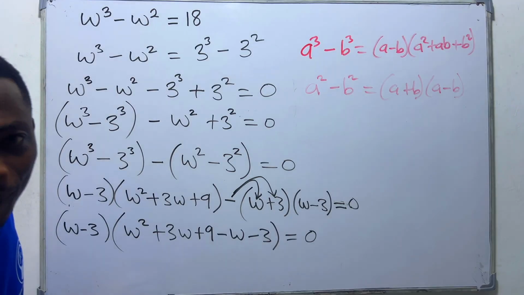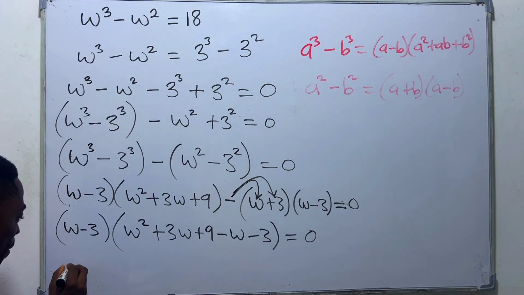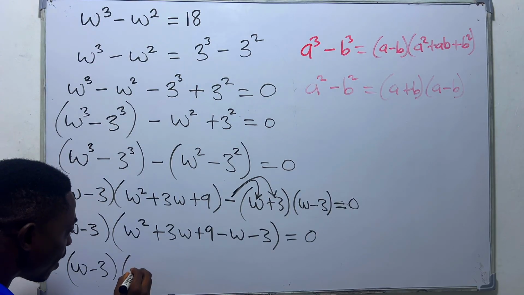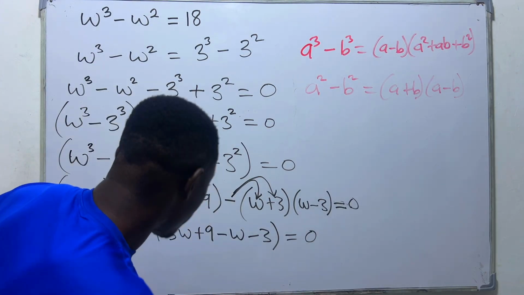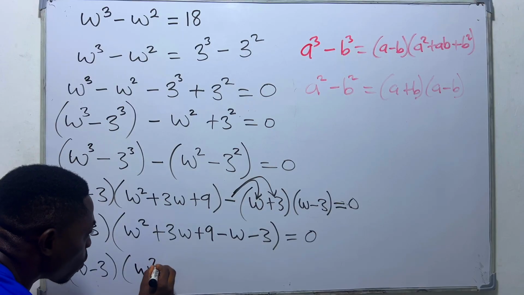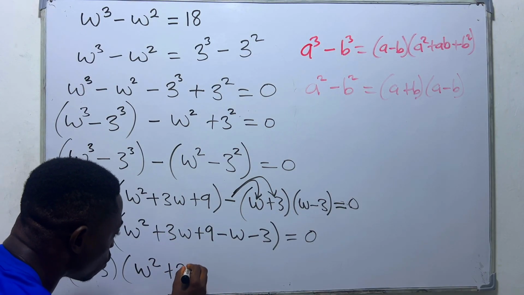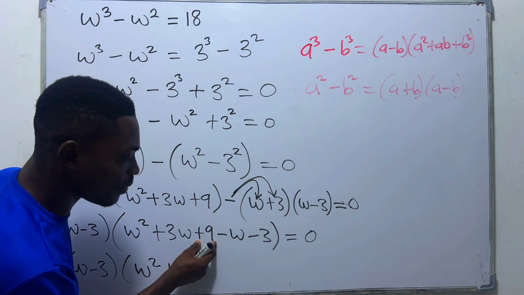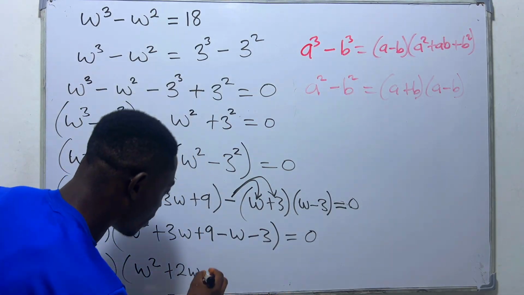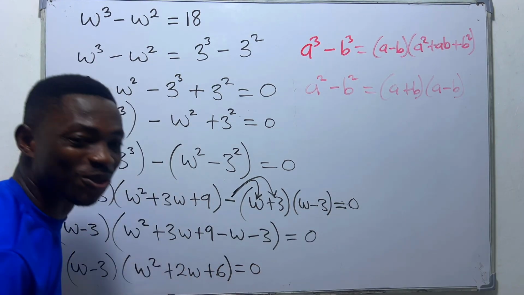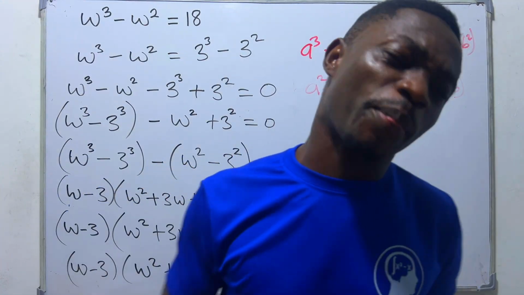And this is 0. And from here, you notice that we can have w minus 3, then times, let's simplify the whole of this, right? So when we do that, we have w squared. Then this right here minus this will give us positive 2w. Then positive 9 minus 3 is giving us positive 6. And this is equal to 0. Isn't this beautiful, chap? Let's go.